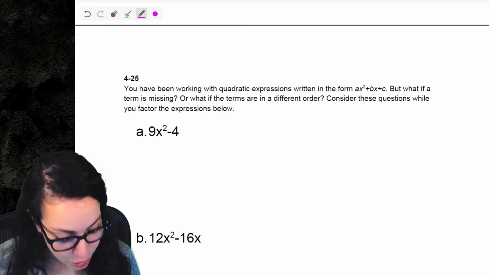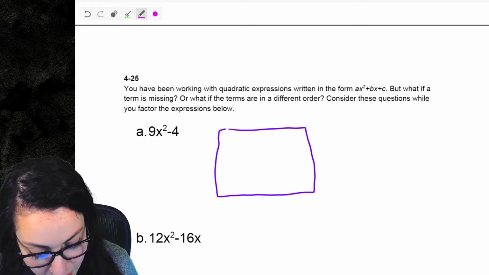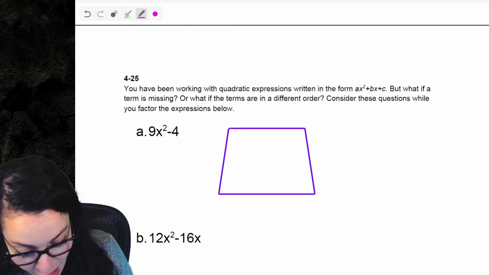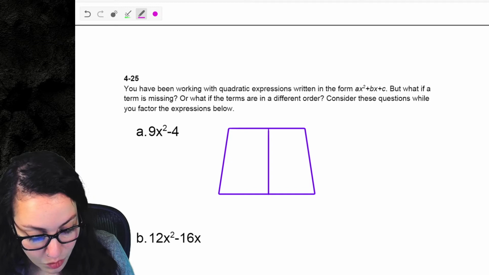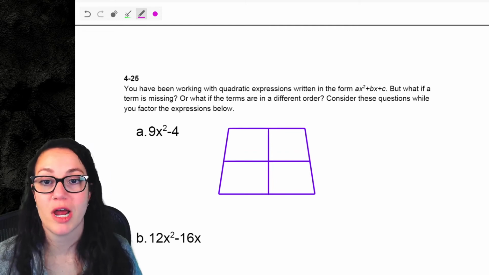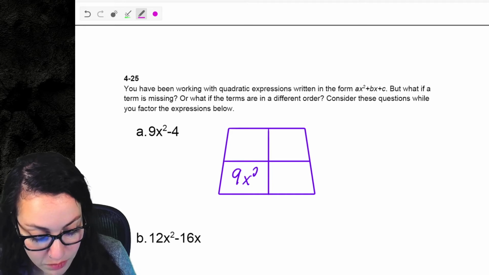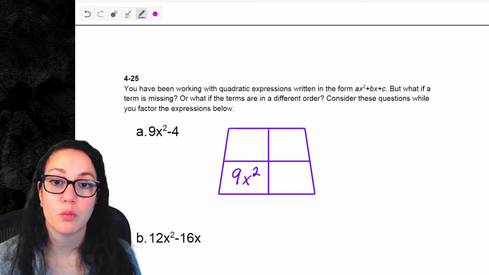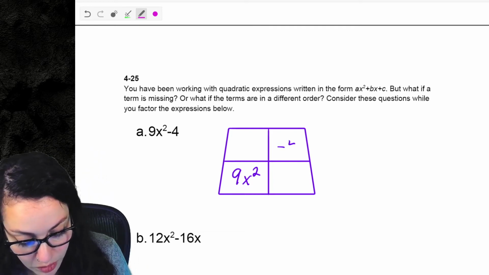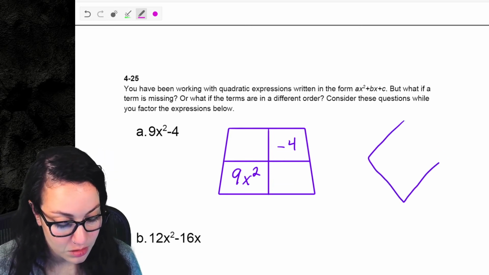So when I go to fill in my area model, I'm actually doing okay. So I'm going to draw these by hand because they're not all the same. We're going to pretend that's a rectangle and not a trapezoid. Okay, so we're going to make our area model as usual. And as usual, I'm going to put my quadratic term, so the term with x squared, in the bottom left. So there's my 9x squared. And then I'm going to put my term that doesn't have any x's attached, my constant, in the top right corner. That's going to be negative 4. I can't do anything else with my area model, so now I have to move on to my diamond.